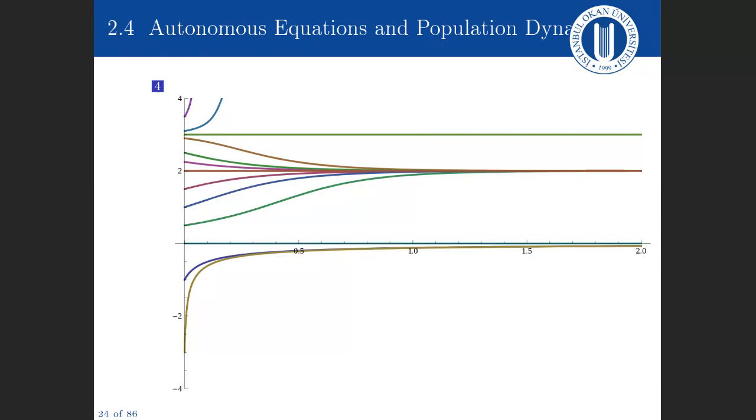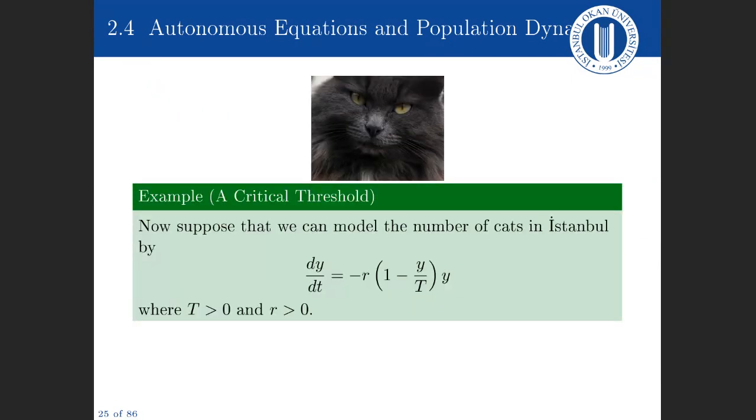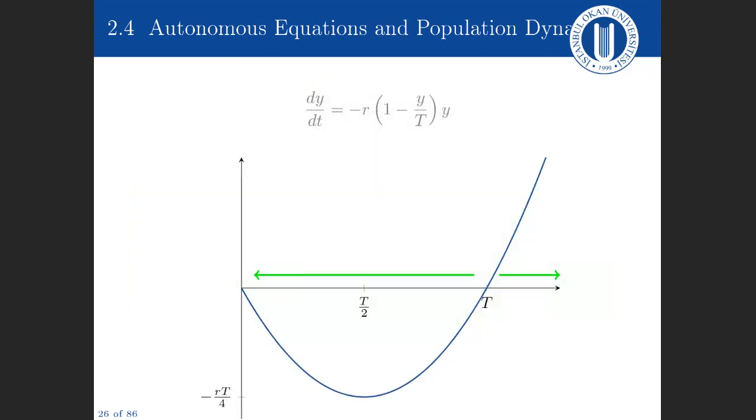Let's go back to the example about cats. Now let's suppose we move on to our third model. Now let's suppose we want to model the number of cats in Istanbul with the differential equation dy/dt is minus r (1 minus y over T) y, where T and r are positive constants. Here's a graph of dy/dt against y. The critical points are 0 and T. 0 is stable, T is unstable.